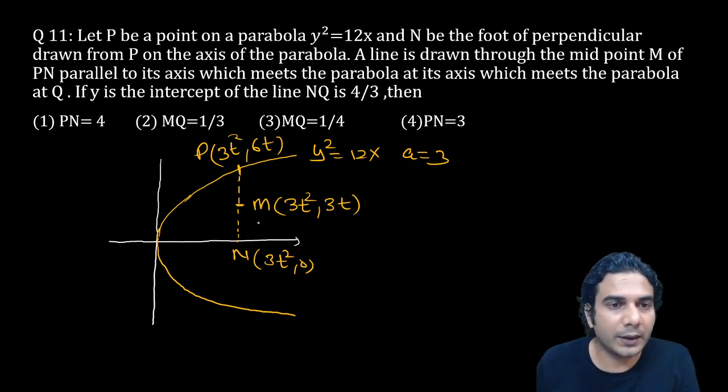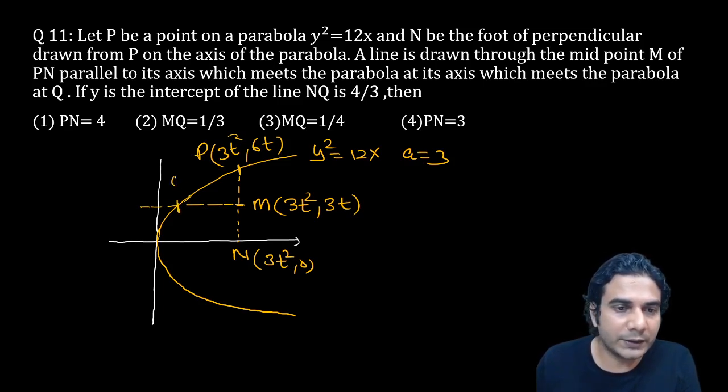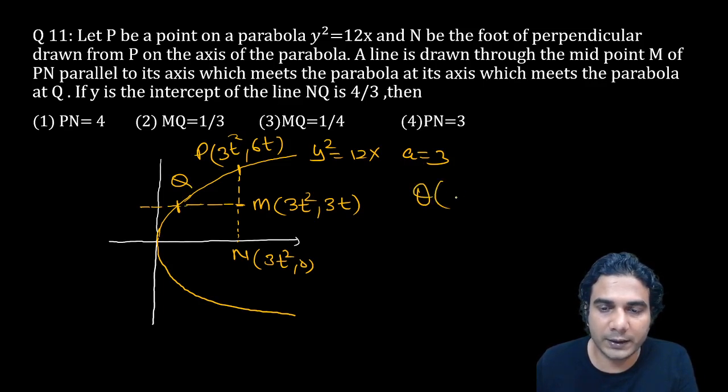Then a line is drawn through the midpoint M of PN parallel to the axis. So one line you can draw parallel to the axis through M, which meets the parabola at Q. So this point is Q. Can we find this point? Yes, we can find it, because we know the y coordinate of this point. The x coordinate is say x1 and the y coordinate is 3t.